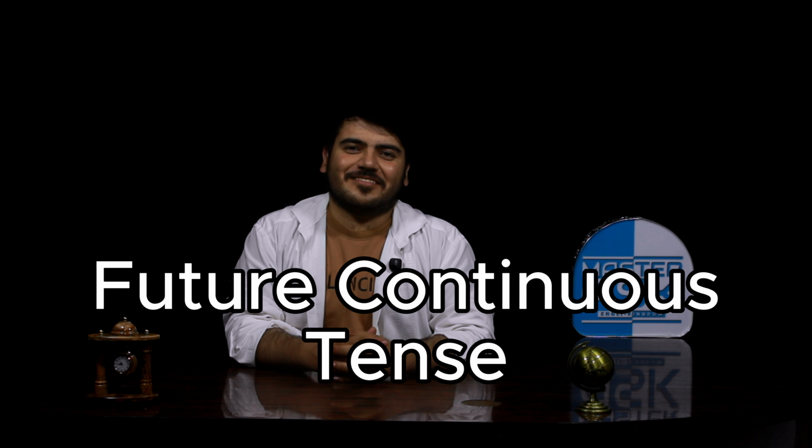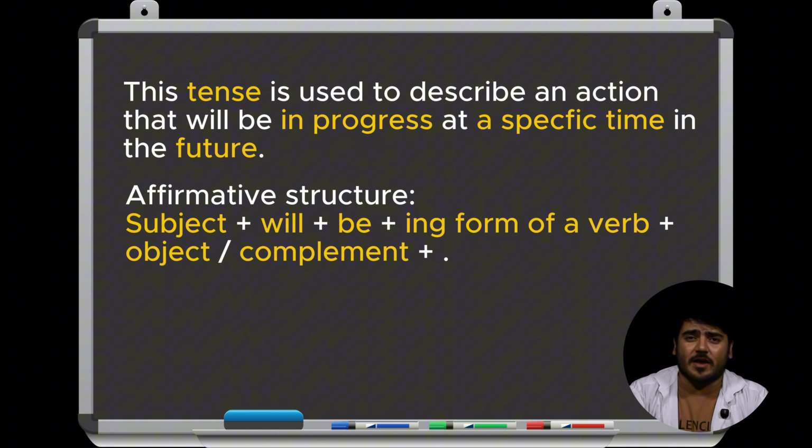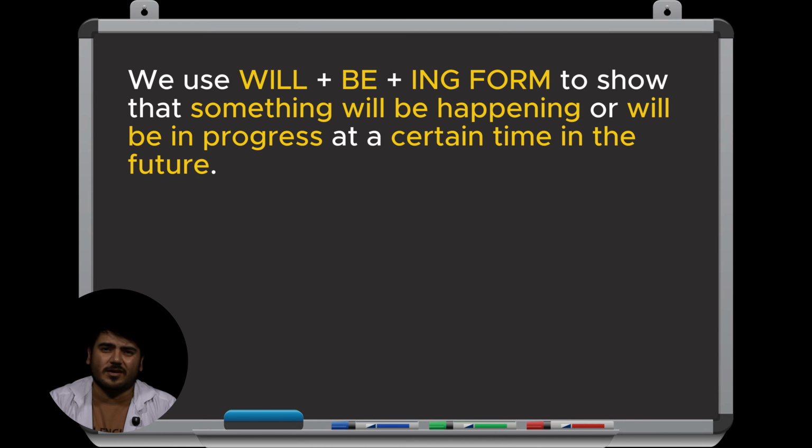Future continuous tense. Now let's learn it. This tense is used to describe an action that will be in progress at a specific time in the future. Its structures, starting with affirmative: we use subject, will, be, ing form, object or complement. Clearly, we use will be plus ing form to show that something will be happening or will be in progress at a certain time in the future.